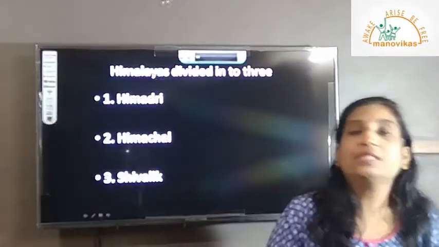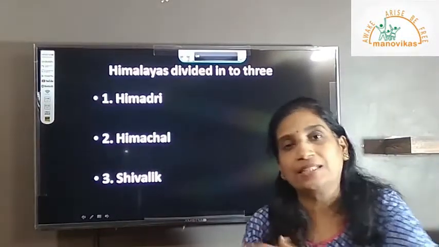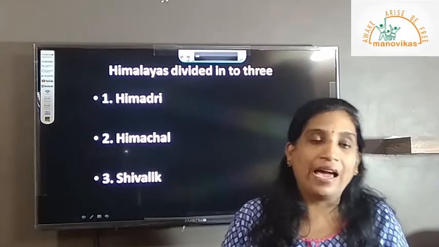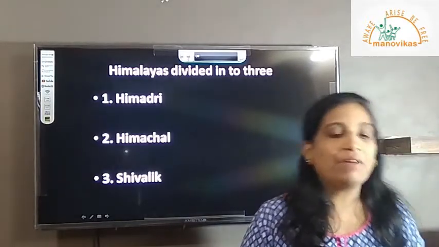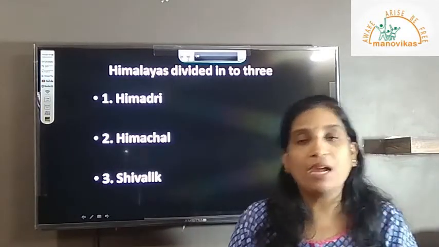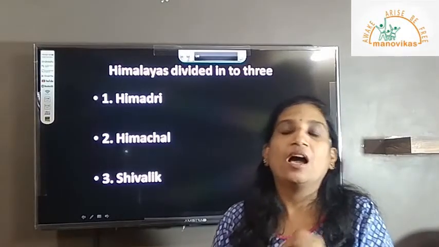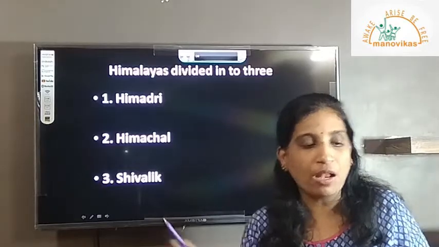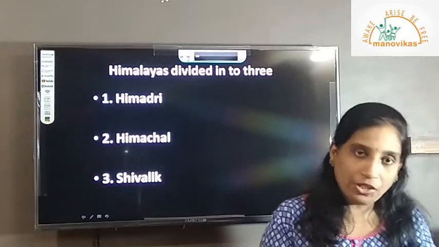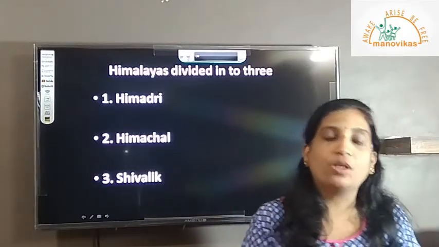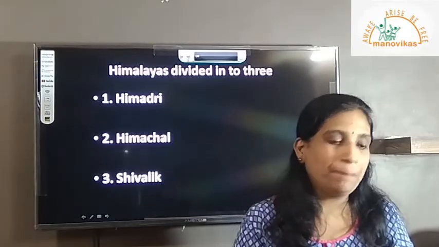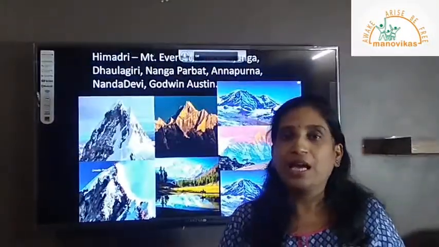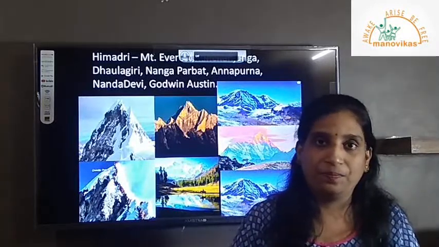Now again students, this Himalayas is not, as I said, one range. There are series of parallel ranges, and Himalayas are again divided into three major mountain ranges, which are named as, first is Himadri, I'm going to show you all. Second is called Himachal, and the third one is called Shivaliks. Let's see these mountain ranges. Okay, so Himadri is the first mountain range.